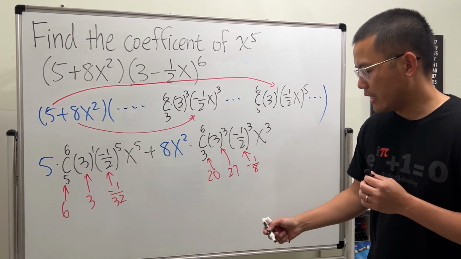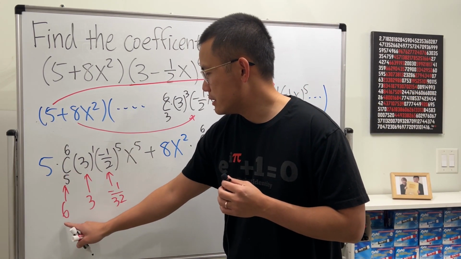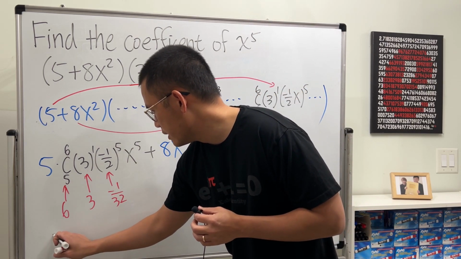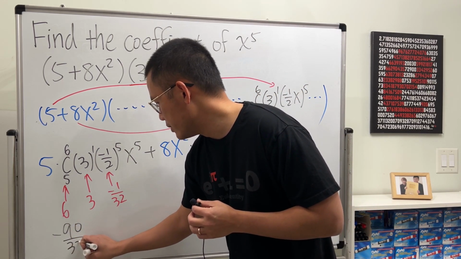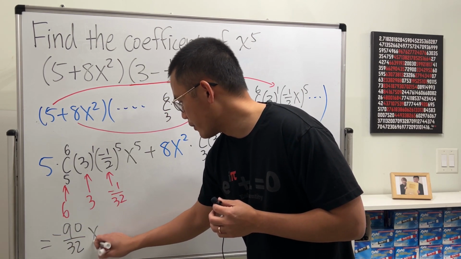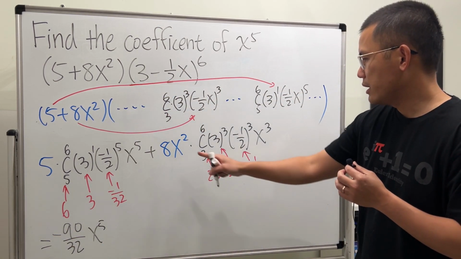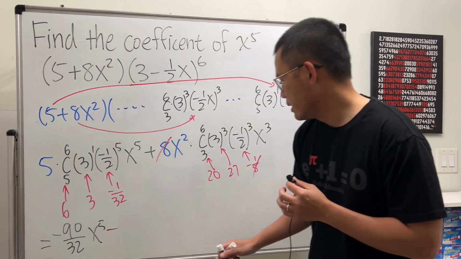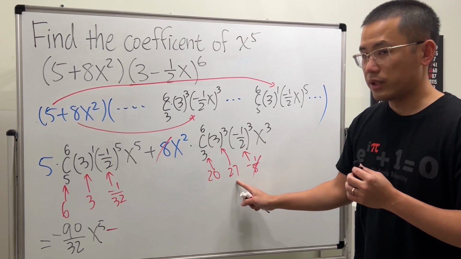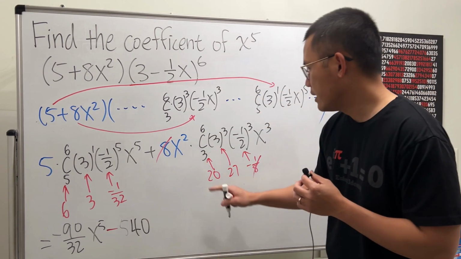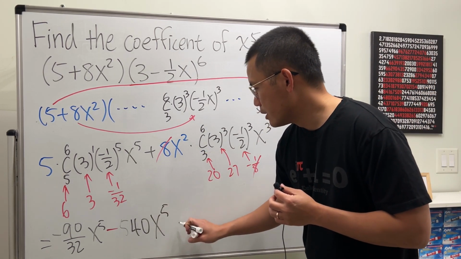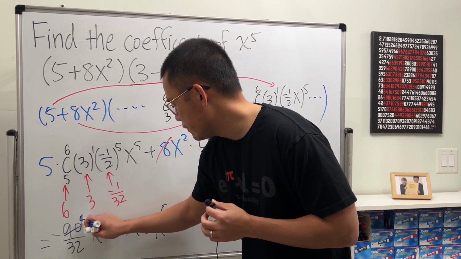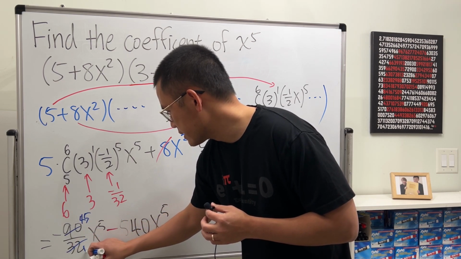Okay, let's see what we are going to have. Right here we have 5 times 6 is 30 times that is 90. 90 over that, so it's negative 90 over 32. And then x to the 5th power. And then right here, this and that cancel. It's negative though, so it's minus. And then we have 20 times 27, which is 540. And then, of course, x to the 5th power. So let's reduce the fraction real quick. This right here is 45, and then 16.